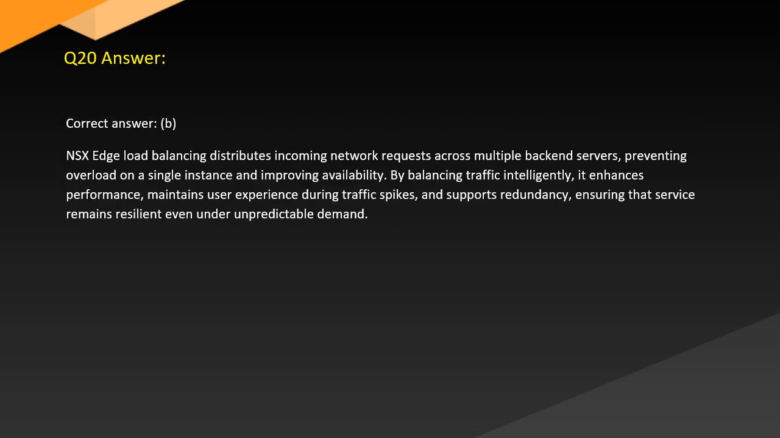Answer. Correct answer: B. NSX Edge load balancing distributes incoming network requests across multiple backend servers, preventing overload on a single instance and improving availability. By balancing traffic intelligently, it enhances performance, maintains user experience during traffic spikes, and supports redundancy, ensuring that service remains resilient even under unpredictable demand.